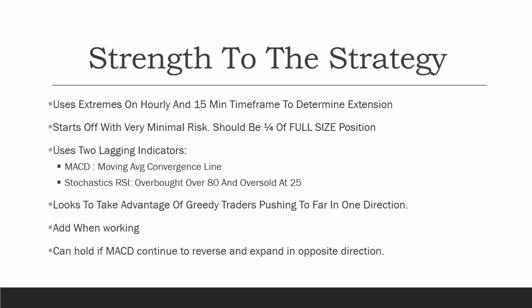What are we using here? We're using two lagging indicators, the MACD, which is the moving average convergence divergence line, and the Stochastic RSI, which is overbought at 80 and oversold at 25. The key here is they're lagging indicators, so you can't really use them to get your entry, but to determine when you should get out of the trade.